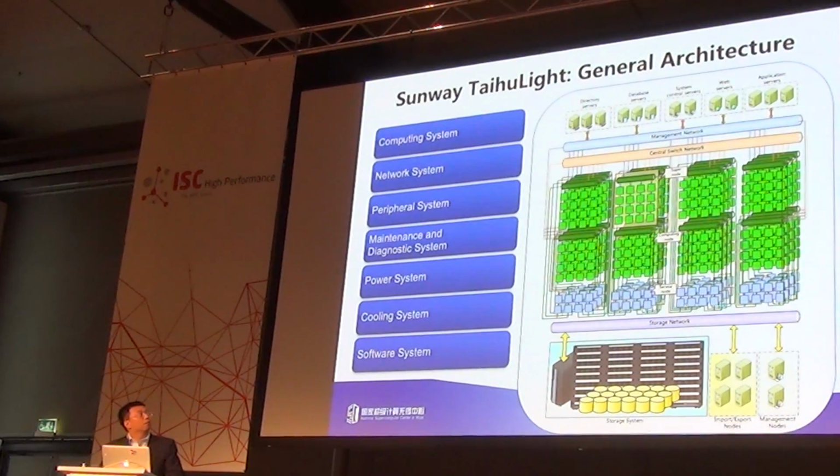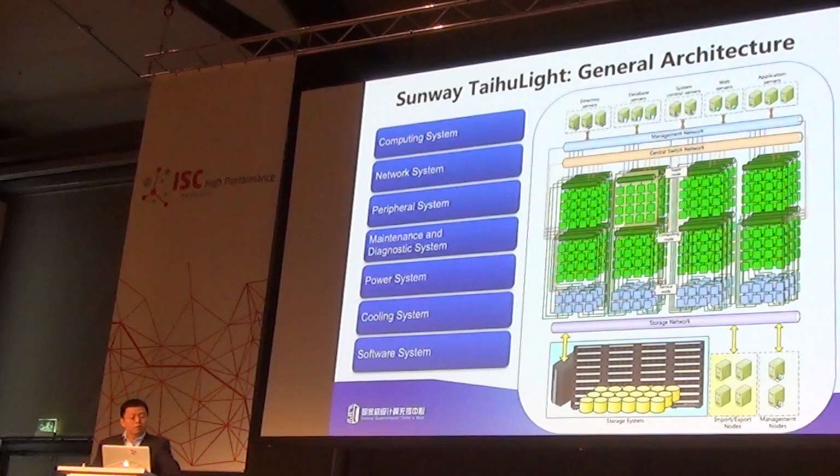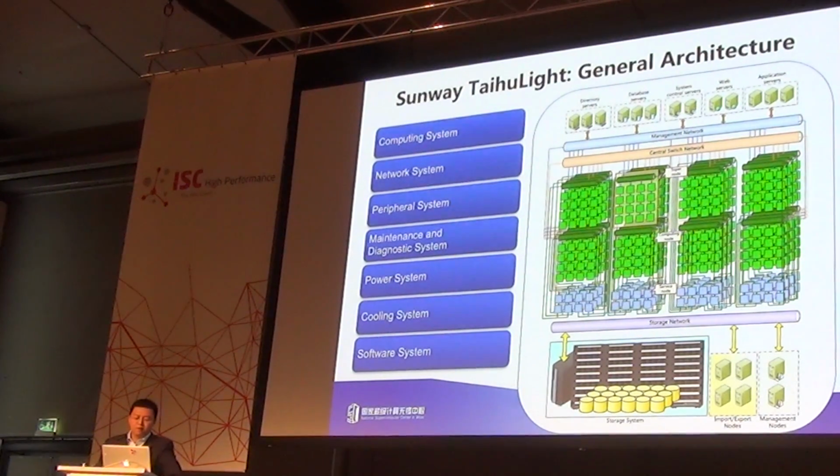The next slide, we see a more complete picture about the general architecture of the entire system. So the major sub-component systems of Sunway TaihuLight include the computing system, the network system, and the periphery system, which includes both the storage and also the management system. The maintenance and diagnostic system, the power system, the cooling system, and also, of course, the software system that support the development of parallel applications on this large supercomputer.